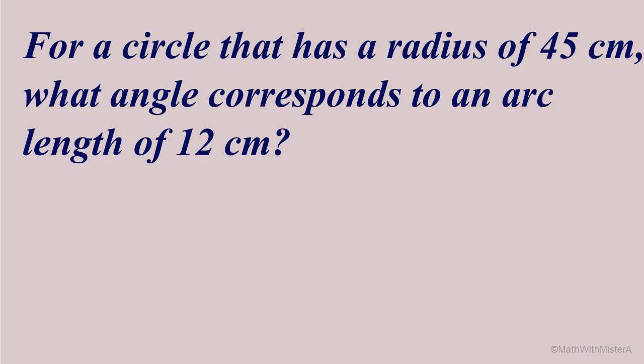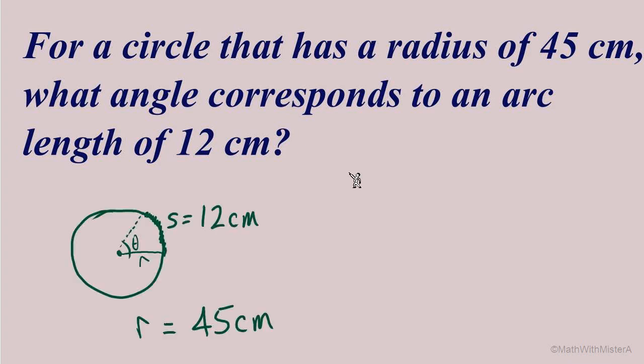First example. For a circle that has a radius of 45 centimeters, what angle corresponds to an arc length of 12 centimeters? Can we come up with a quick picture for what this problem is asking? We've got a circle. Our basic relationship between the angle of rotation, the radius of the circle, and the arc length, and information given to us was that our arc length was 12 centimeters and that the radius of the circle is 45 centimeters. We would like to come up with the angle theta.